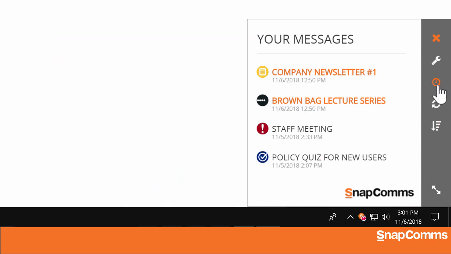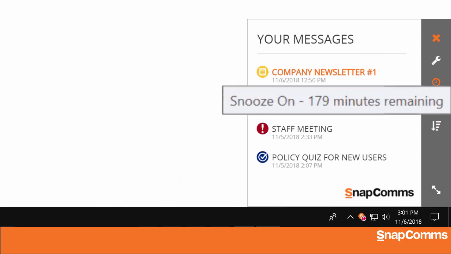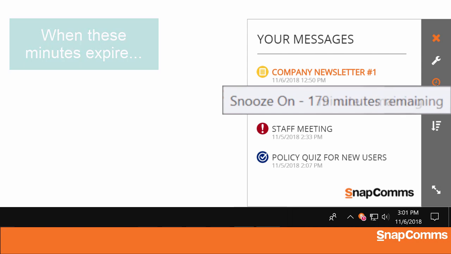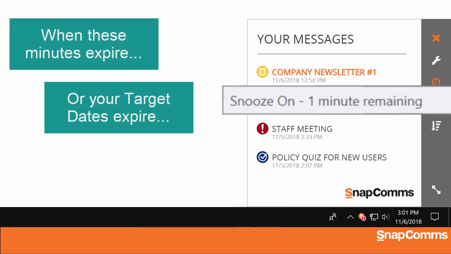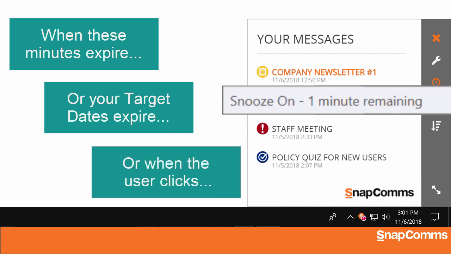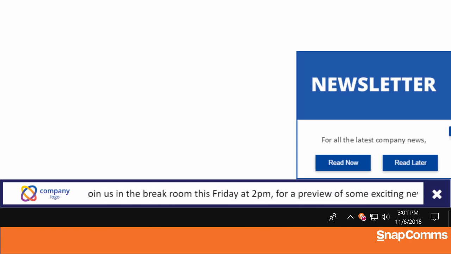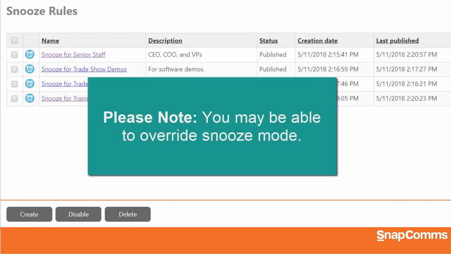While snoozing, a user can hover over the clock icon to see how many minutes of snooze time they have left for the day. When these minutes expire, or when the target dates you selected expire, or when the user clicks on the clock icon to stop snoozing, then they'll see the pop-ups and tickers for any new messages they may have missed. Please note, depending on your organization's settings, you may be able to override snooze mode.